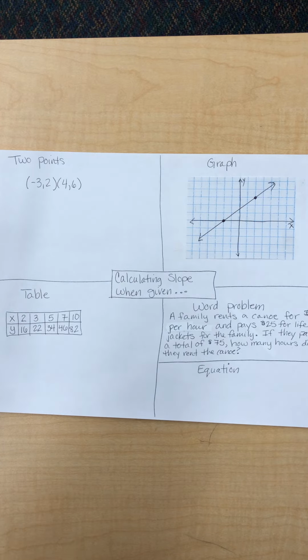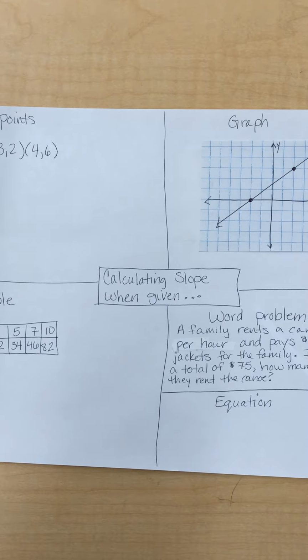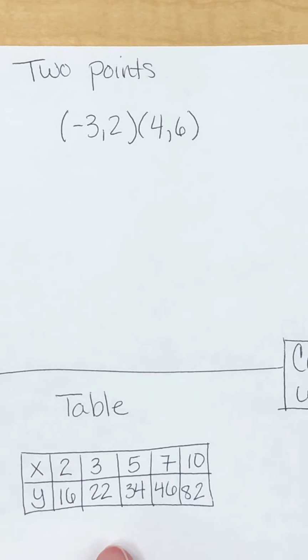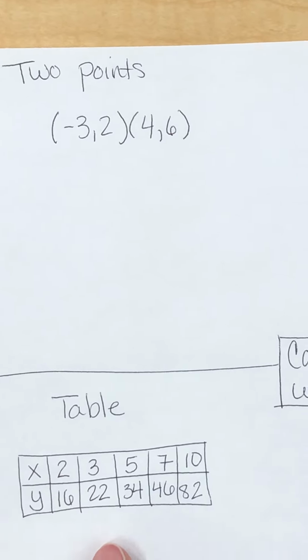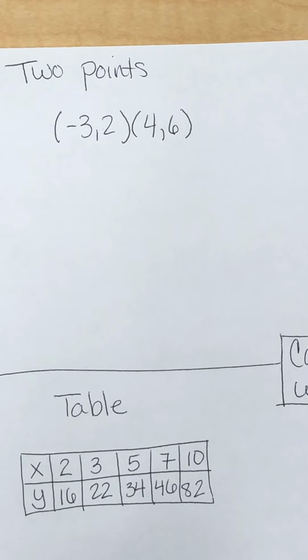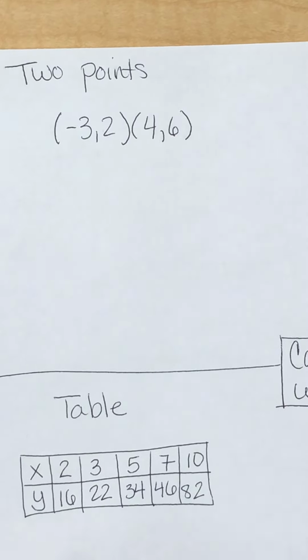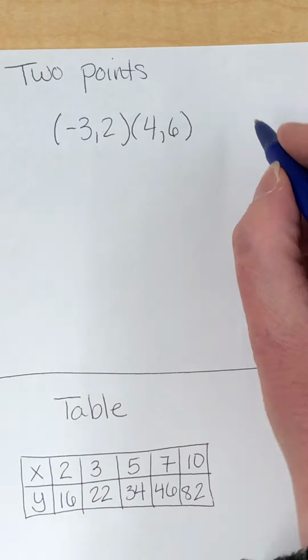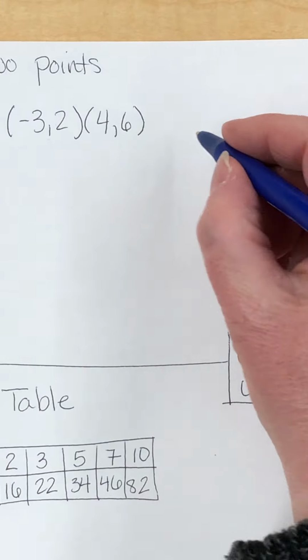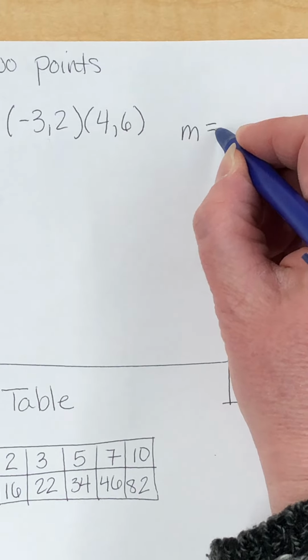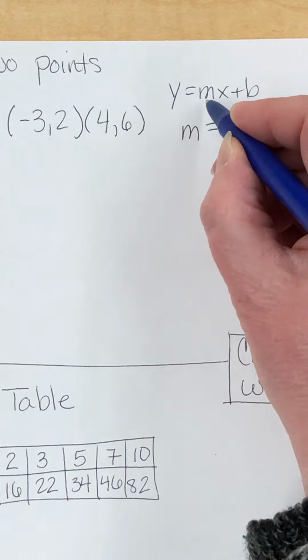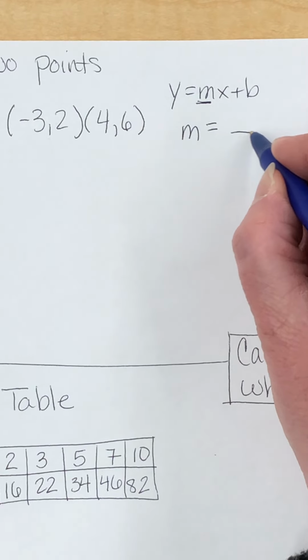So let me zoom in here. We're going to do all of them. I'm going to start with 2 points. Okay, so if we're given 2 points, we are going to use the slope formula, which is m. m is slope, and remember we're doing it in slope-intercept. So we have an m here, so we're going to do m equals.